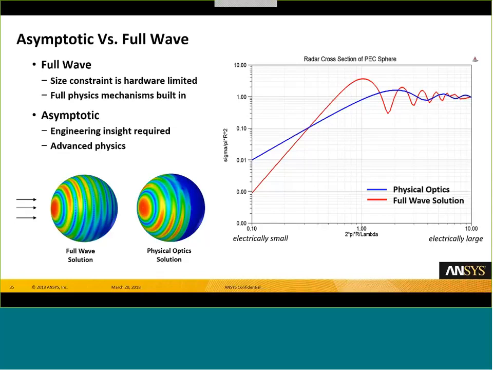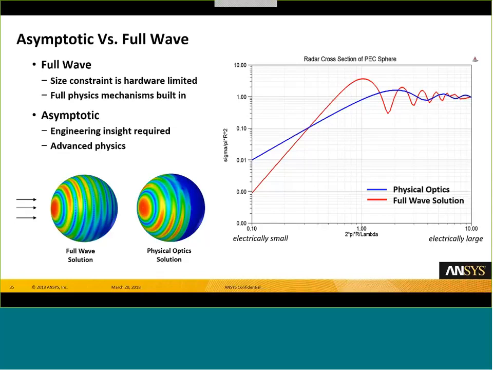In this example, you're looking at a normalized radar cross-section. The vertical axis represents the RCS value. The horizontal axis represents the electrical size. On the left-hand side, you've got geometry, specifically the sphere, that's electrically small, so it's sub-wavelength. But on the far right side, it's electrically large, so you're talking about an object that's about 10 wavelengths in size.